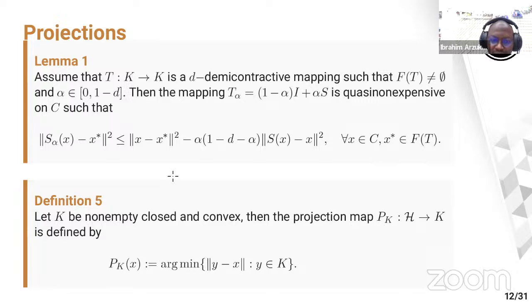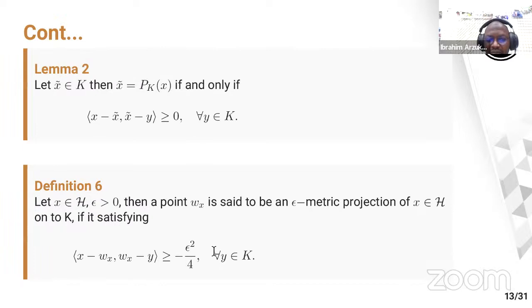We also assume that T is a demi-contractive mapping such that the fixed point set of T is not empty, and alpha is in this interval. Then this averaged mapping is quasi-nonexpansive with respect to T, such that this inequality holds. And this is the definition of the projection mapping, which is well known in the literature. This is the characterization of the mapping, and this definition gives the metric projection of X onto H, which is given by this inequality.